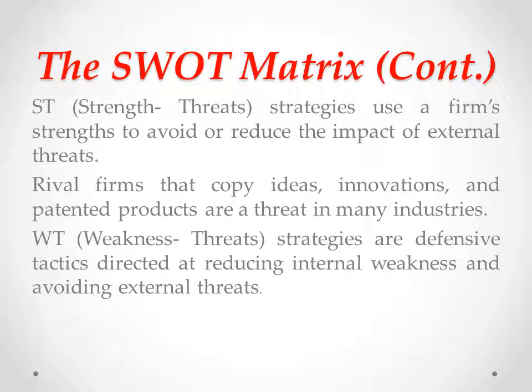Also, the last one, the WT, weakness-threat strategies, are defensive tactics. So weakness-threat strategies represent a defensive tactic directed at reducing your internal weakness and avoiding external threats. So when you depend on WT, it represents a defensive tactic that the company uses to reduce its internal weakness and avoid its external threat. So under the SWOT matrix, you will have 4 options you can depend on.